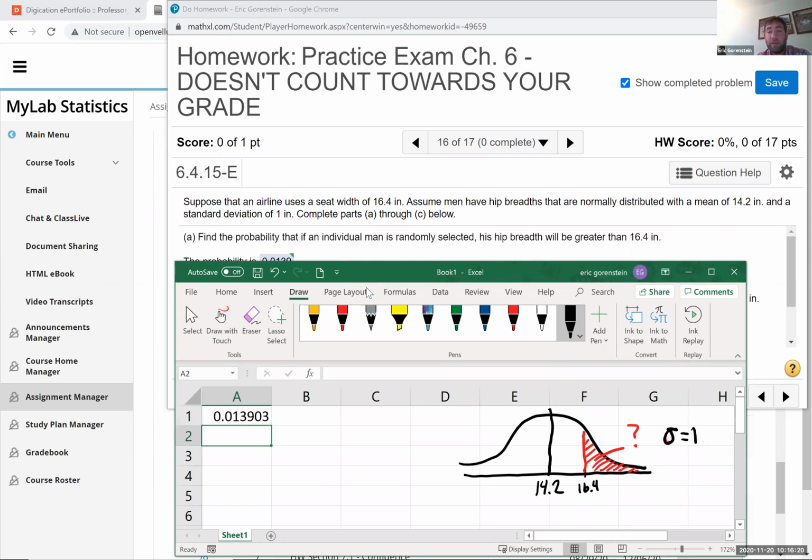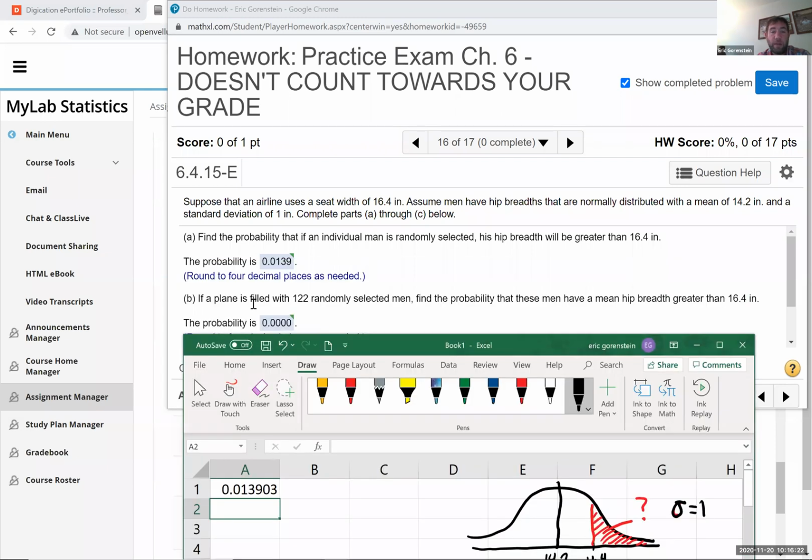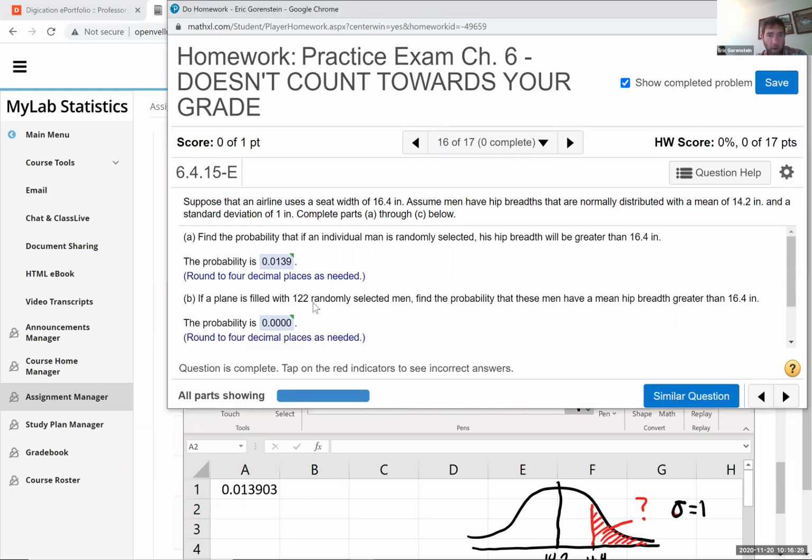Part B, now this is a 6.4 problem. This is not talking about one single person. This is saying with 122 randomly selected men. All right, so we have a sample of 122. Find the probability that these men have a mean hip breadth greater than 16.4. So we're talking about the average of a group.